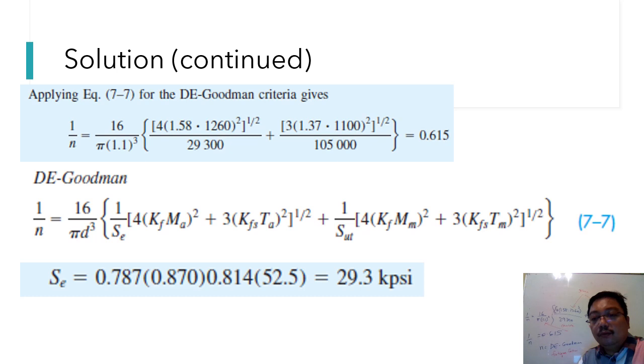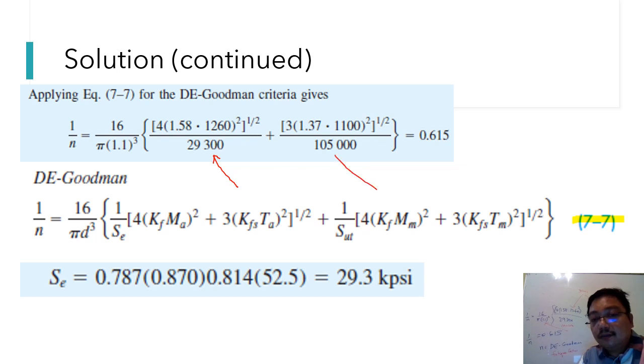Okay, students, you want to get the fatigue factor according to DE Goodman. After this, you have to calculate all the values. For the first one, calculate for DE Goodman, distortion energy Goodman. You want to know the fatigue factor n. This is the equation for DE Goodman given by equation 7.7. All the values you have already obtained from your earlier calculation. Here, this is the endurance limit value, Se.